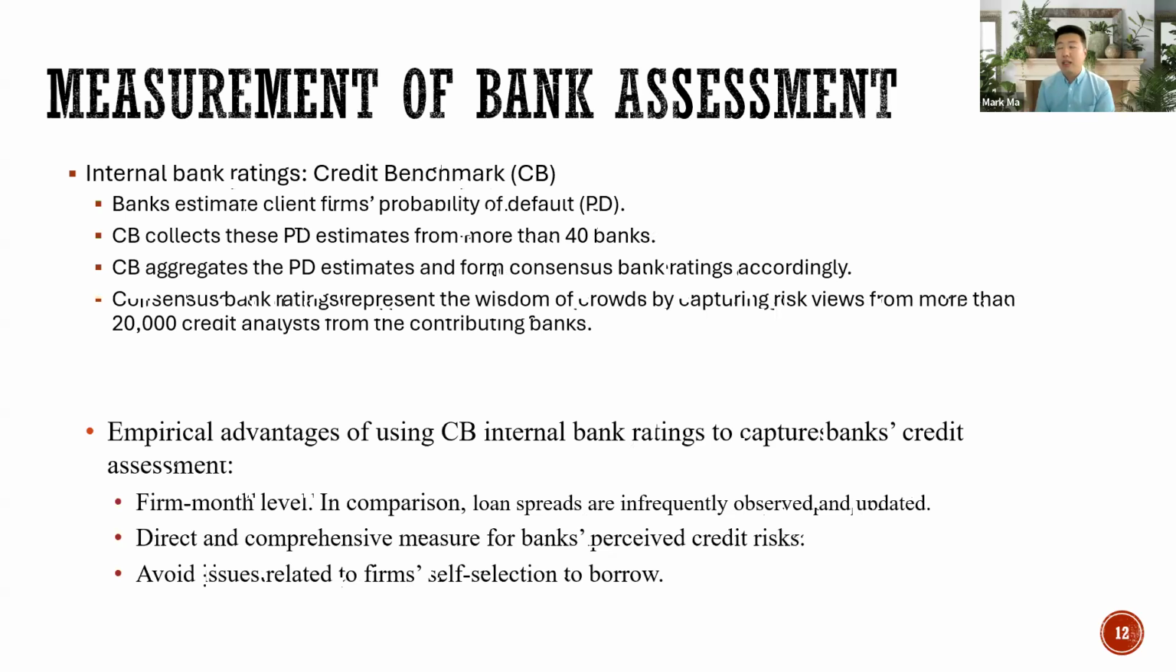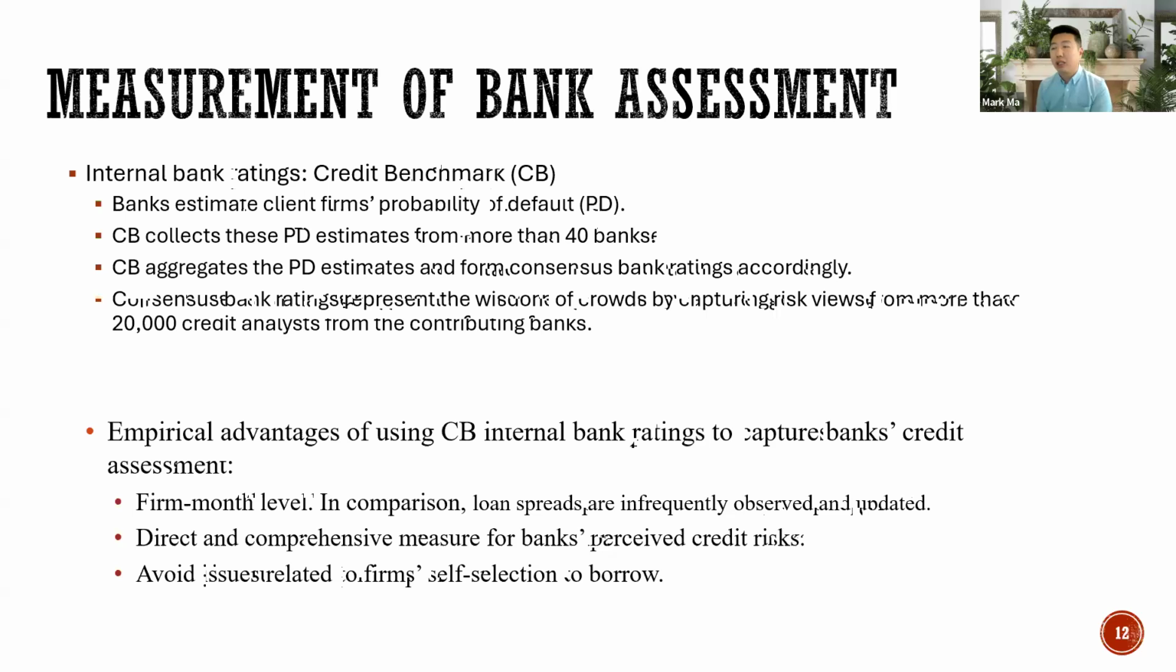I think the rating ranges from 1 to 21, where 1 means really low risk and 21 means really high risk. I really like this data set because this is a continuous update of the banks' risk assessment. Compared to traditional measures like loan spreads, which are infrequently updated, only when banks apply for new loans, this measure is updated every month. And also, it's a direct and comprehensive measure of banks' perceived credit risk.